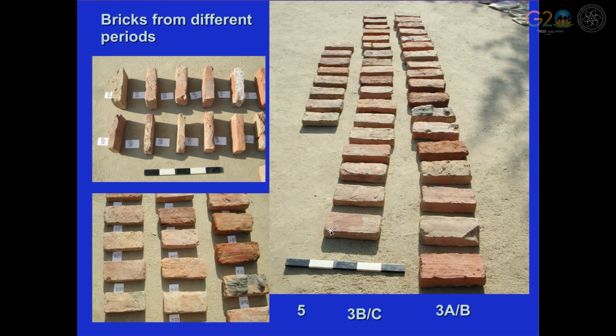But oversized, the bricks decrease until these are the middle period bricks, 3B and 3C. And then these are the bricks from the late Harappan period, period 5. And they measure 6 by 12 by 24 centimeters, which is much smaller, but still the same ratio.